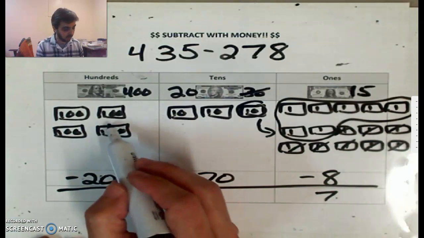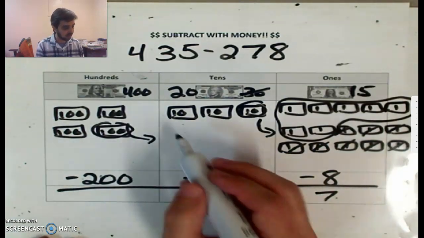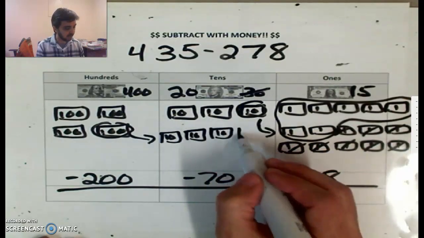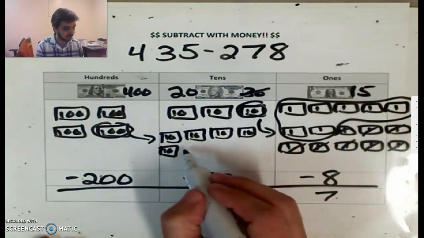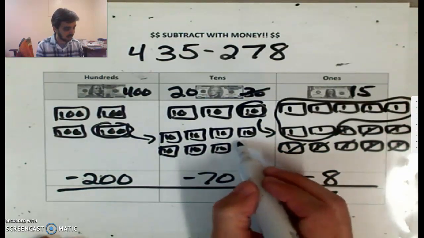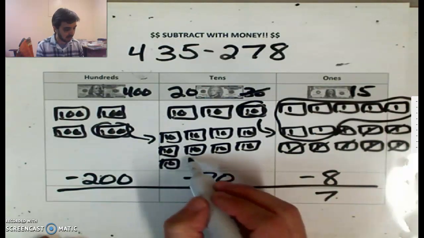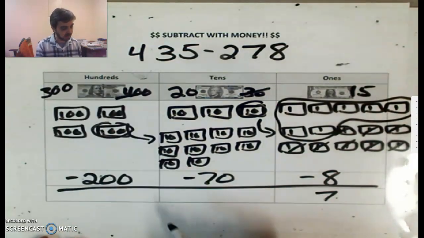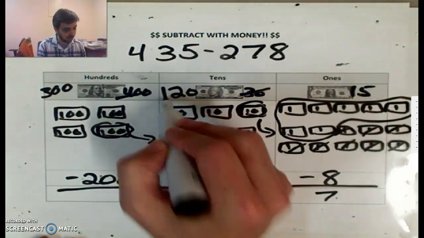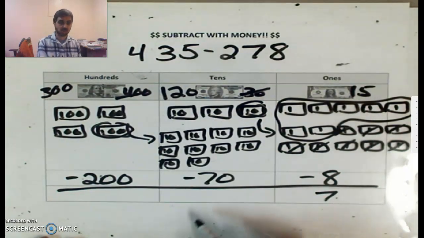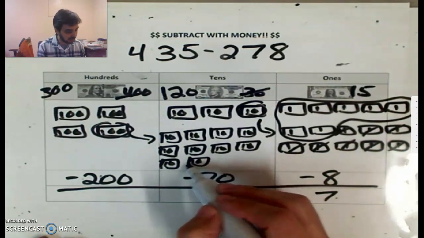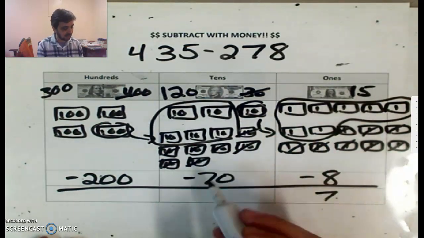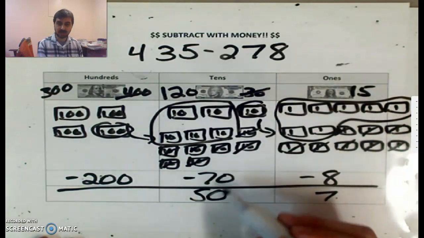But I also know that I can take one of these $100 bills and break it up into 10 tens. We just did that earlier. So 10, 20, 30, 40, 50, 60, 70, 80, 90, 100. So now over here, I only have 300, but I gave 100 over here, so I have 120. Now I'm in business. Okay, so 120 minus 70, if I take away 7 of those 10s, 1, 2, 3, 4, 5, 6, 7, I still have 5 10s left, or 50. So 120 minus 70 is 50.